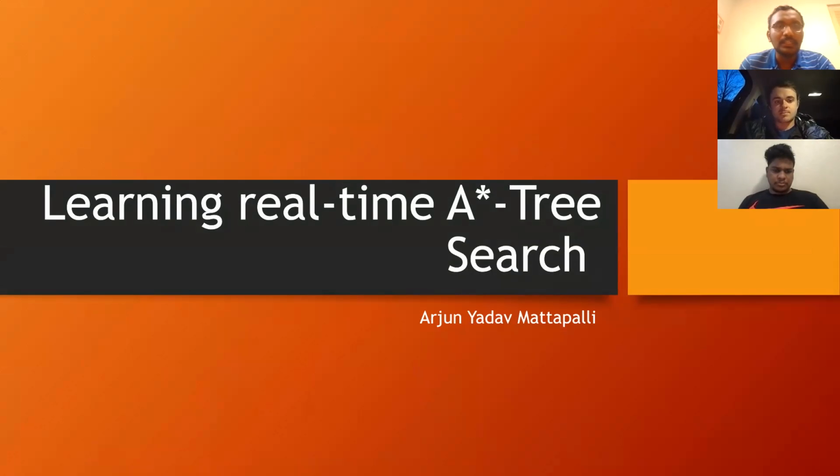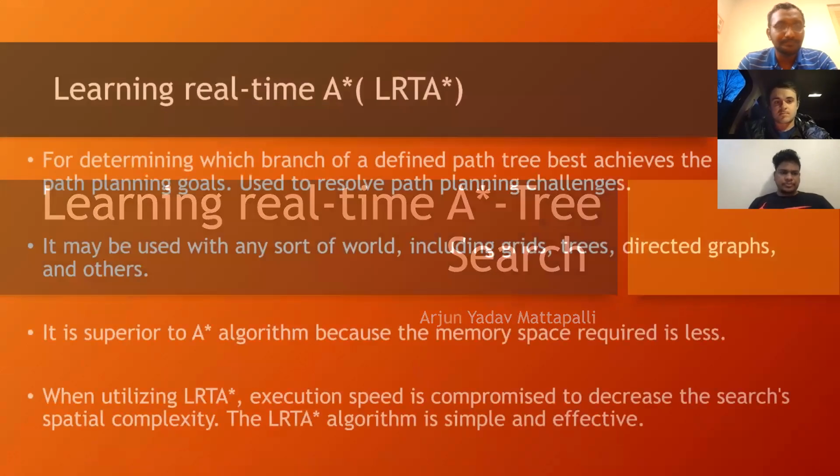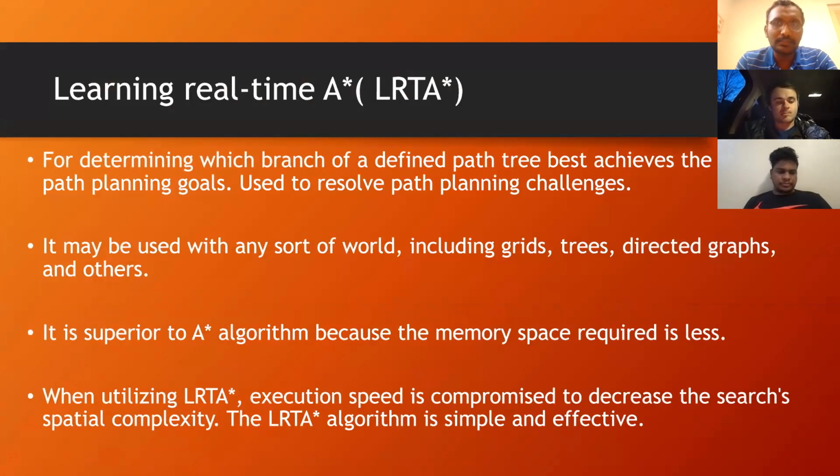Now I'm going to discuss the learning real-time A-star search algorithm. The learning real-time A-star is known as LRTA-star. It is used to determine which branch of a defined path best achieves the results. It is used to resolve the path planning challenges where we have to reach the desired targets. The target might be single or multiple. It may be used for any sort of world, including grids, trees, or different graphs.